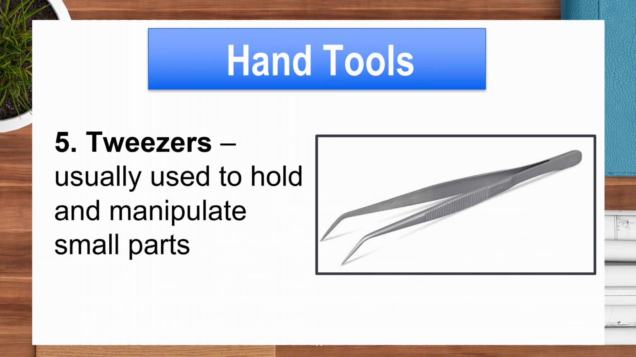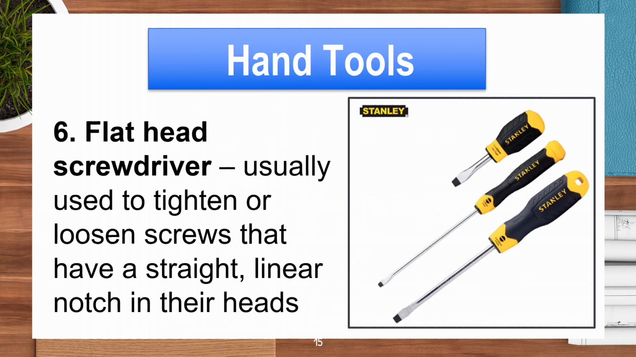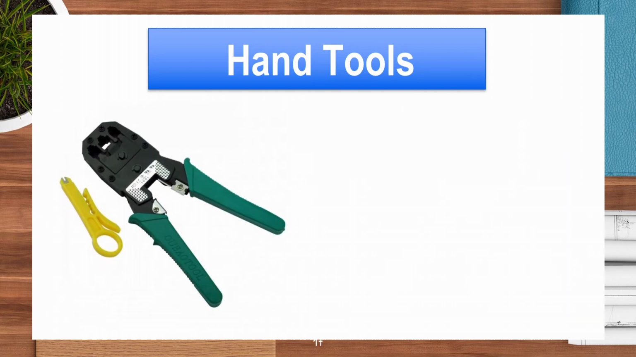5. Tweezers. Usually used to hold and manipulate small parts. 6. Flathead screwdriver. Usually used to tighten or loosen screws that have a straight linear notch in their heads. 7. Hex driver. Commonly used to loosen and tighten bolts that have a hexagonal 6-sided head.